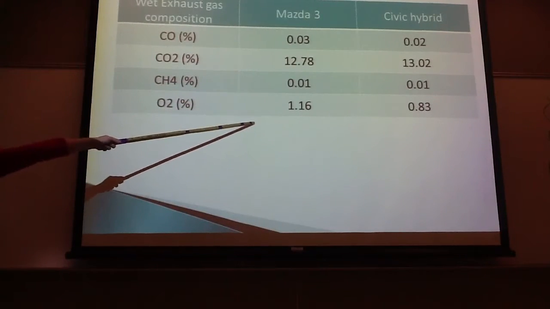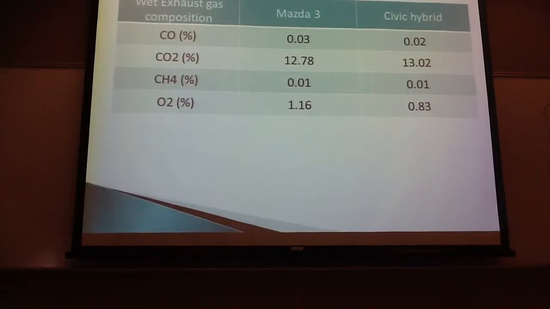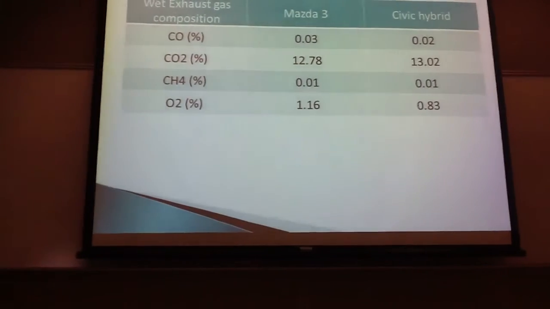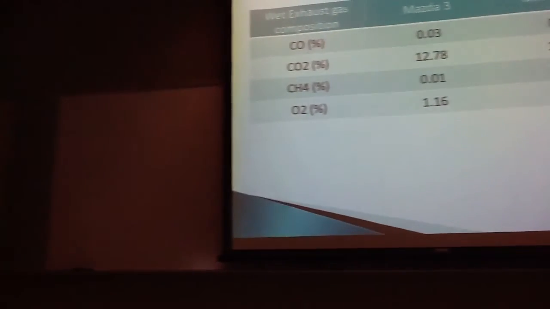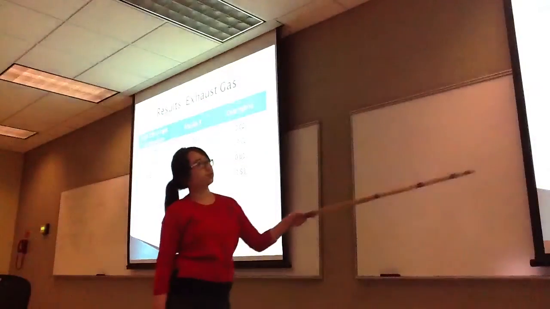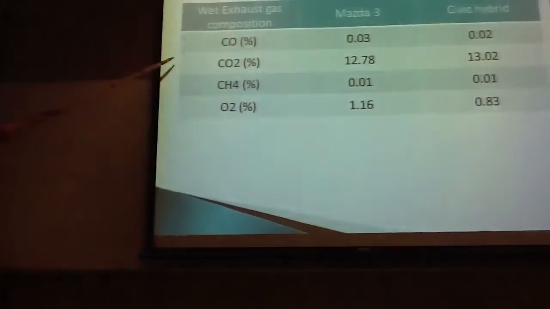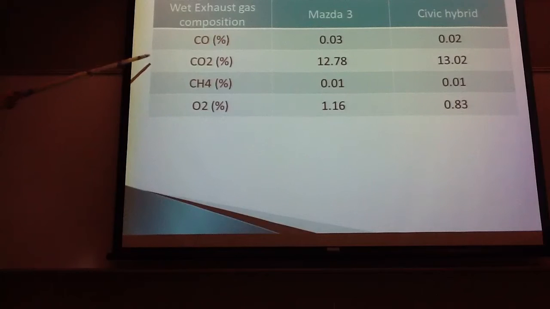My car, a Mazda 3, versus Dr. Henry's Civic Hybrid. There are some differences between the two numbers. CO, if you round it to 1 sig fig, is basically 0, but Dr. Henry's car has more CO2 than my car. They are the same in terms of methane.